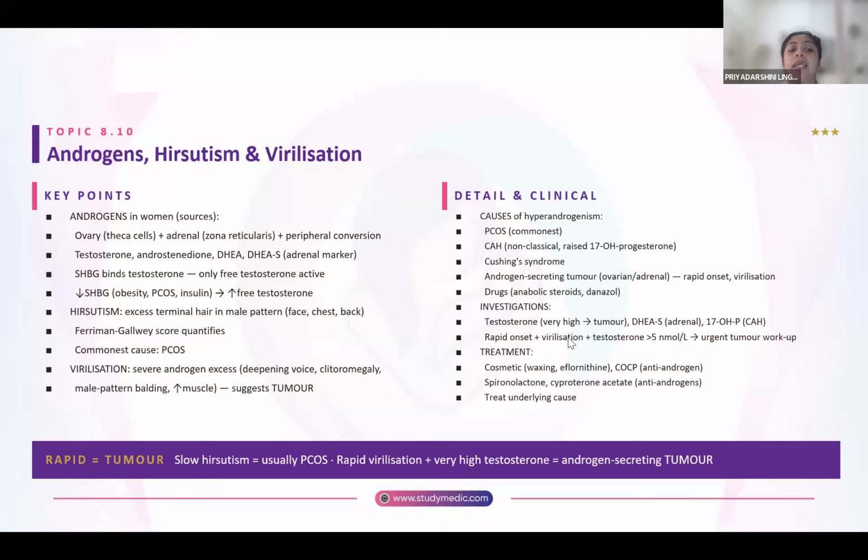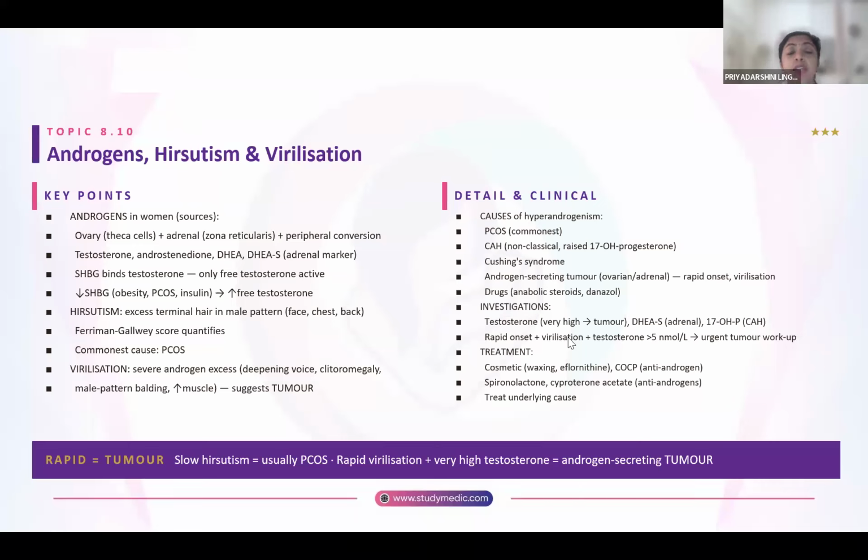Now, what happens is the sex hormone binding globulin is the one that binds to testosterone. When this binding takes place, your free testosterone is the only one that is active. So less amount of free testosterone is not going to cause any effect on the woman. But whenever the sex hormone binding globulin level goes down, your free testosterone level is going to increase. The binding factor reduces.